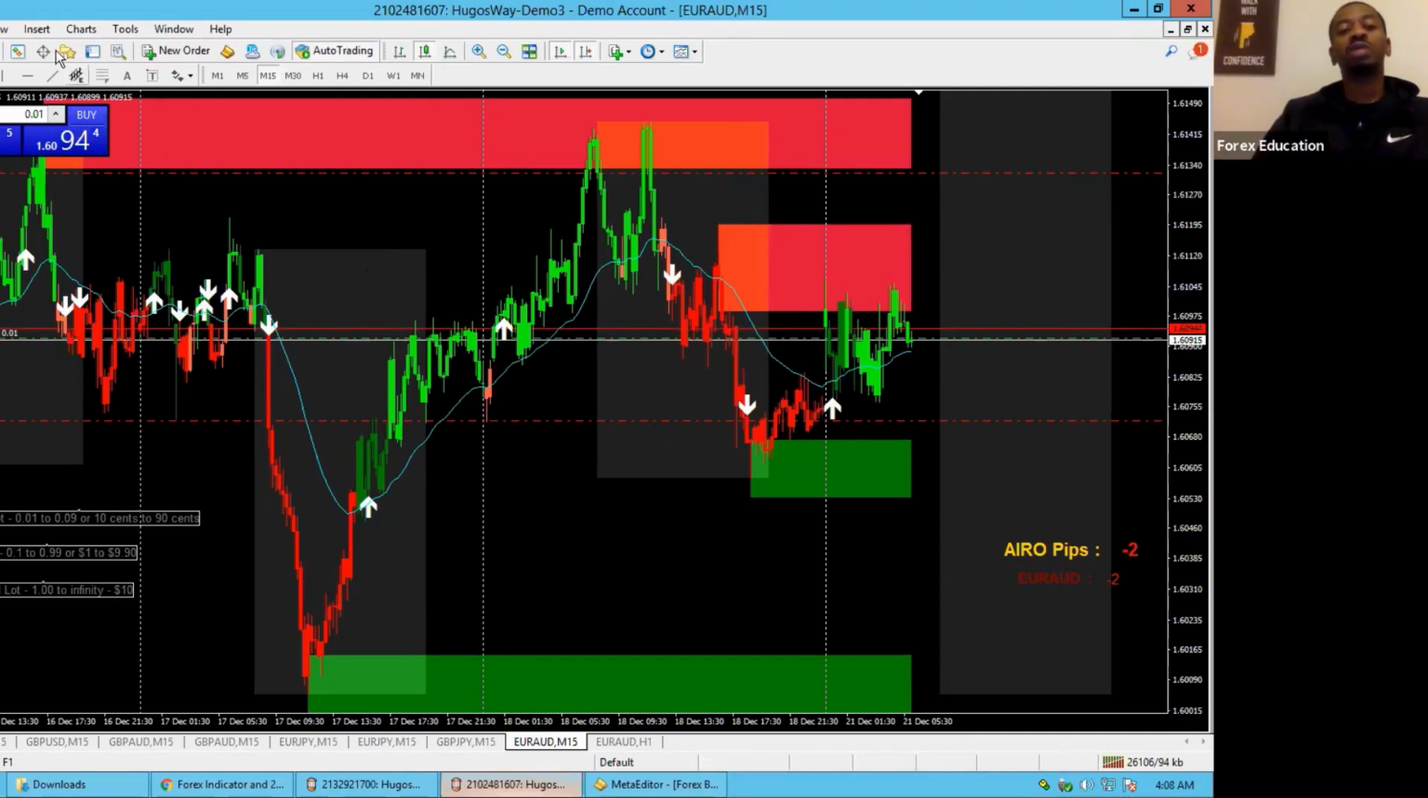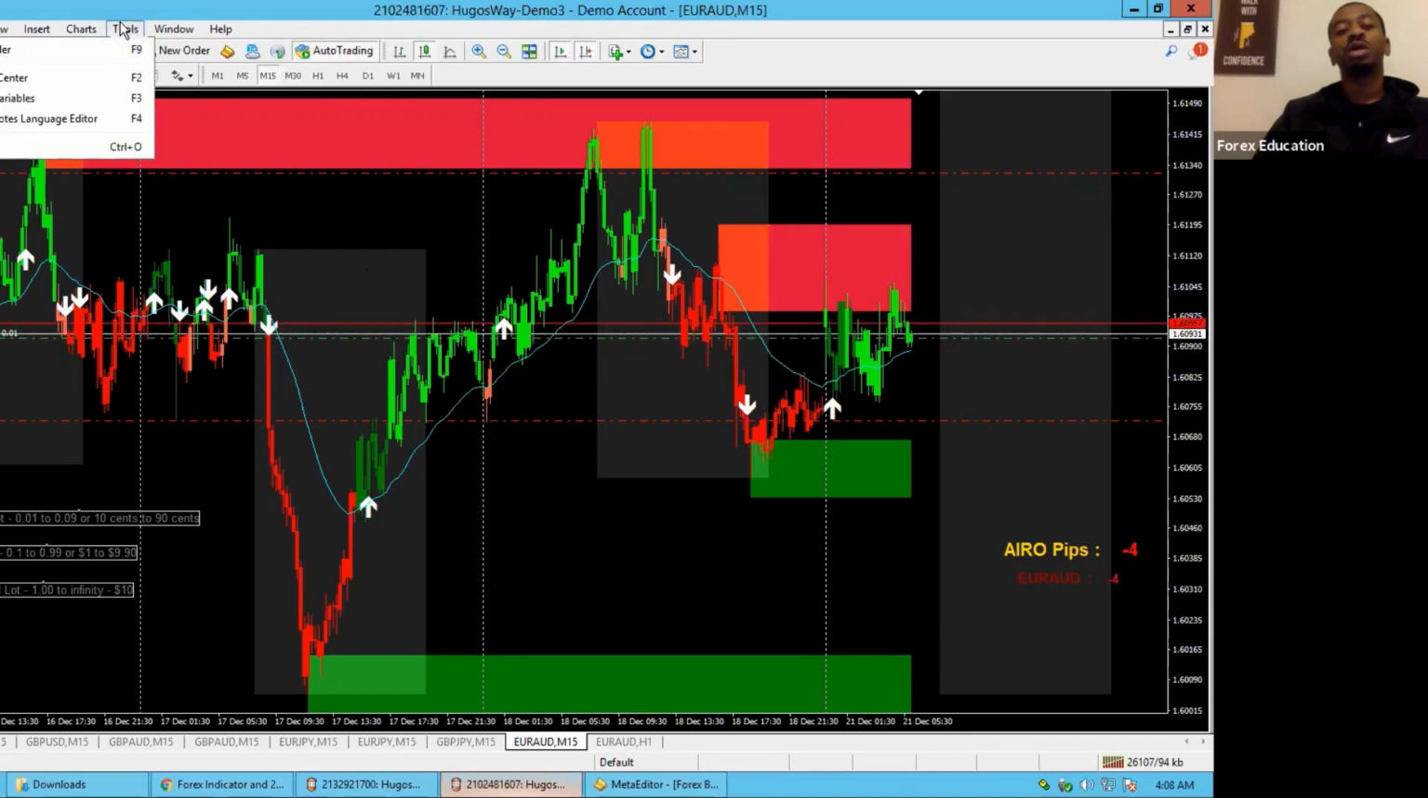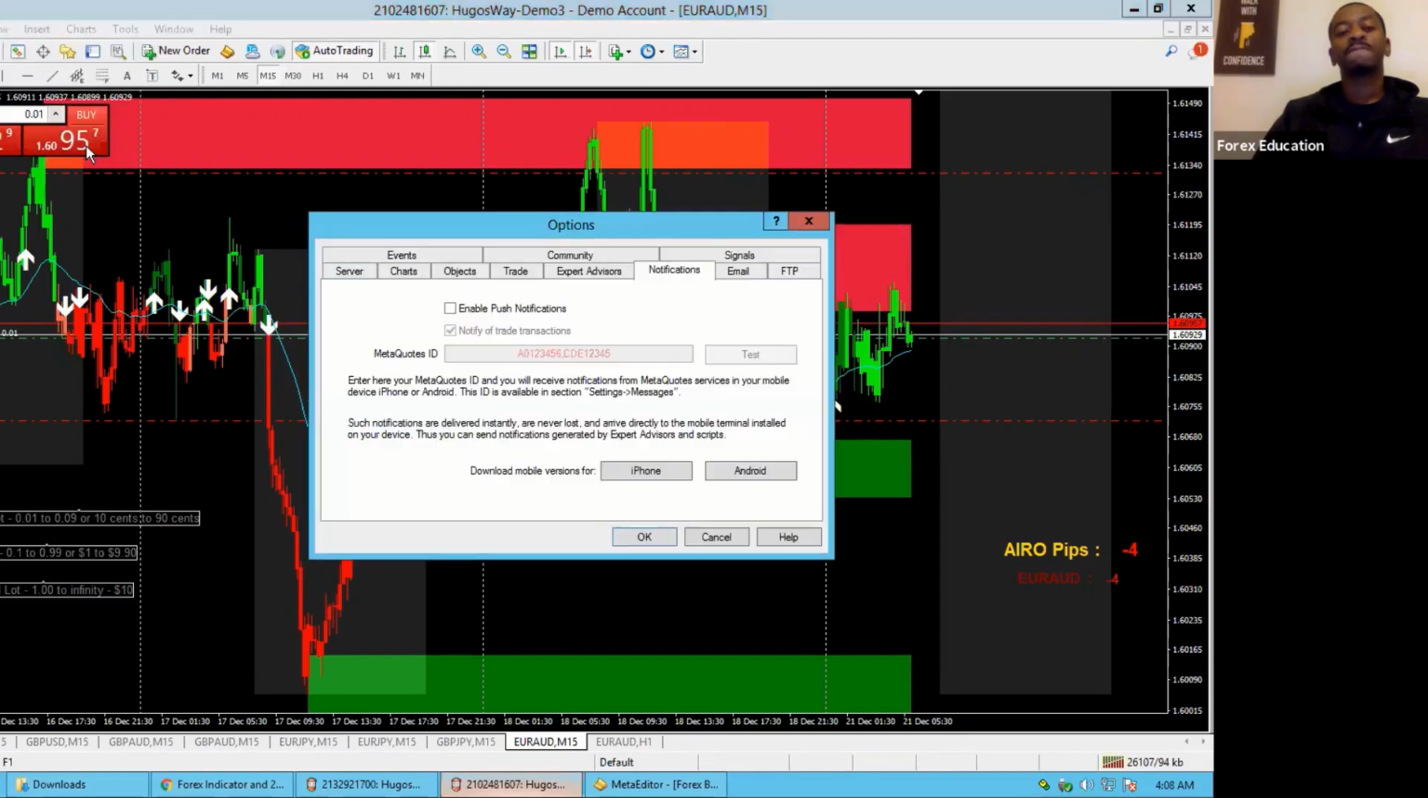So what you want to do is come here to Tools on the menu bar, come down to Options. You want to go to Notifications, and then come here to Enable Push Notifications. All right. When you get that set up, you want to download the MT4 app on your phone. When you download the MT4 app, you want to go to Settings and then Chat and Messages.